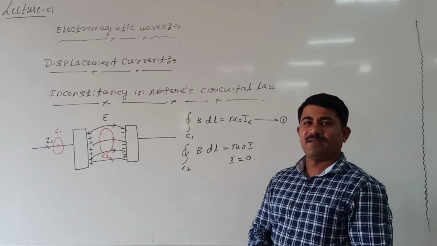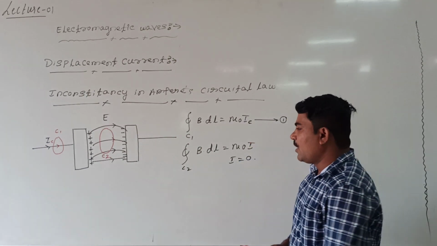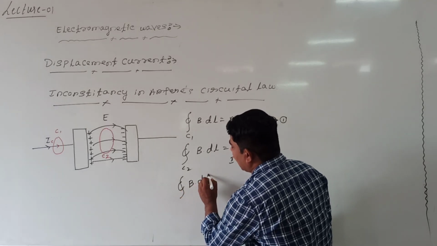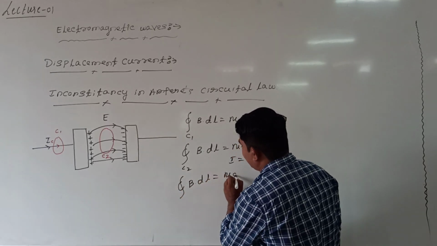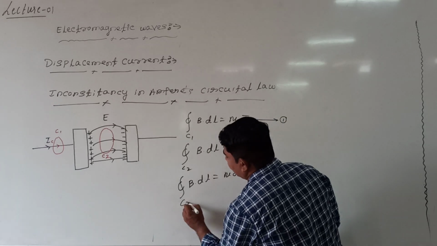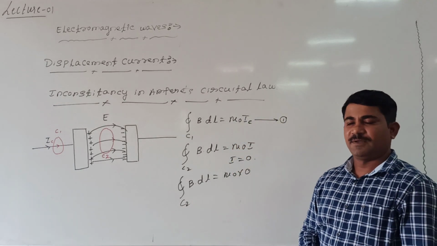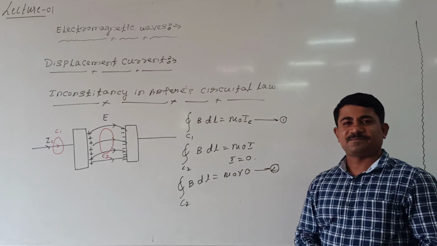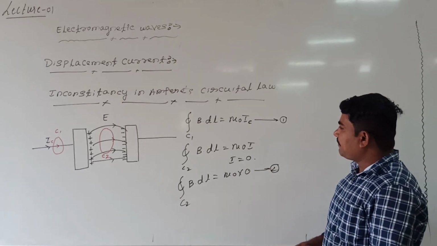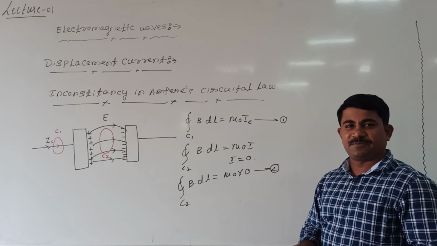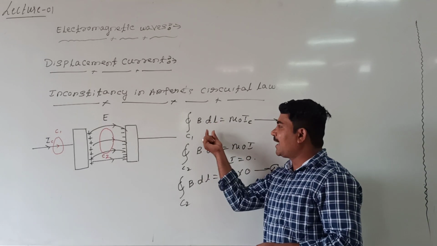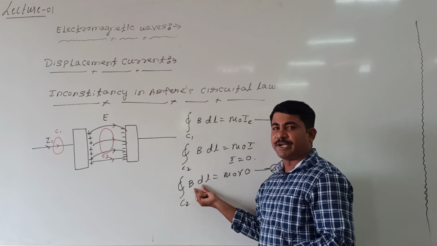In the loop C2, I is equal to what value? 0. I is equal to 0. Wherever I is equal to 0, then the line integral of B·dl is equal to mu naught times 0 for the C2 loop. Look at me. This is equation number 2. Now you just compare equation 1 and equation 2. Here equation 1 and equation 2 both cannot be correct. Here also the line integral, here also the line integral.